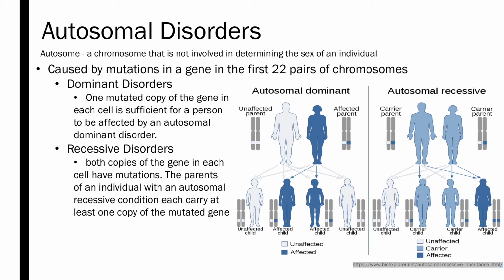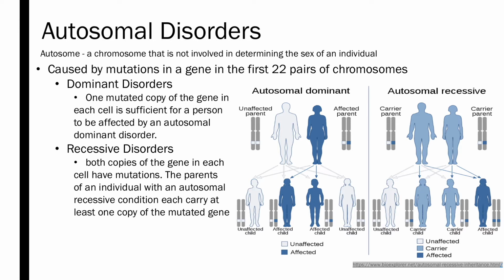There are two types of autosomal disorders, dominant and recessive. In dominant disorders, one mutated copy of a gene in each cell is sufficient for a person to be affected by an autosomal dominant disorder. In some cases, an affected person inherits a condition from an affected parent. In others, the condition may result from a new mutation in the gene and can occur in people with no history of a particular disorder in their family.